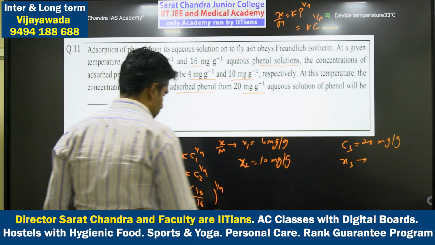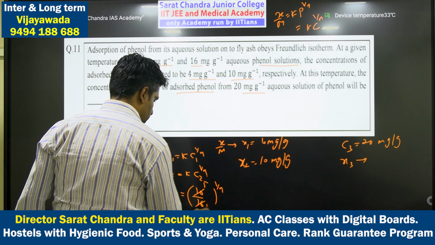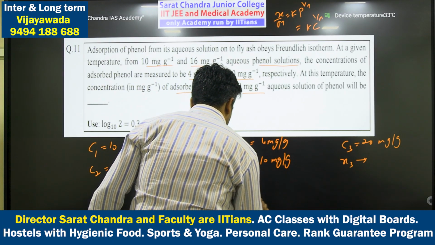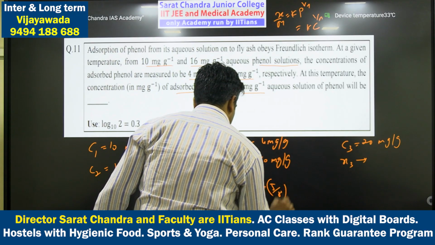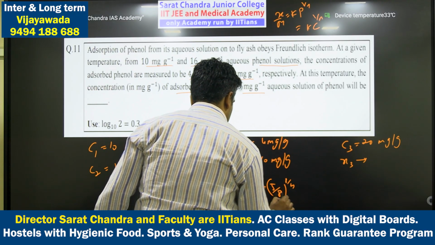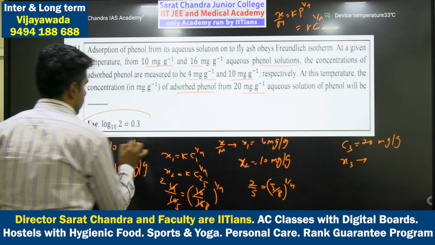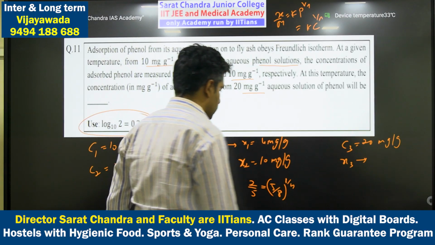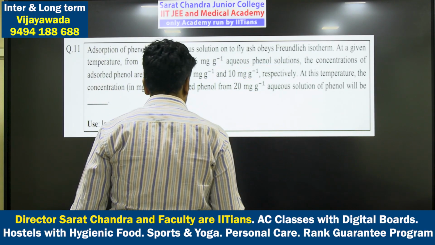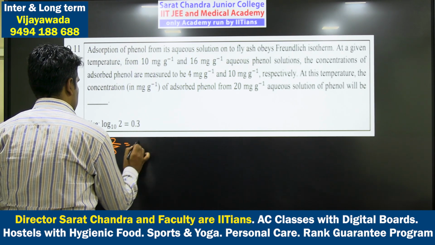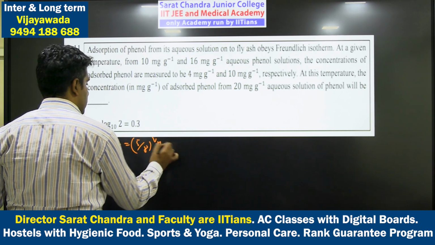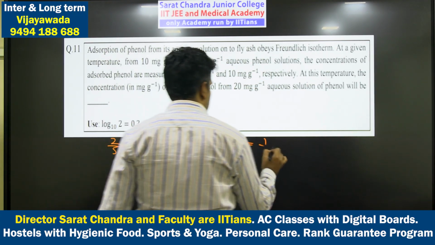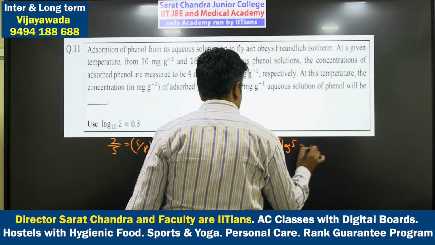So this can be written as 5 by 8 and this is 2 by 5. So 2 by 5 is equal to 5 by 8 raised to power 1 by N. So from here we can find out the value of N. Question is giving the value of log 2, that we have to take 0.3. So I am taking log both sides. Taking log both sides, so log 2 minus log 5 is equal to 1 by N times log 5 minus log 8.